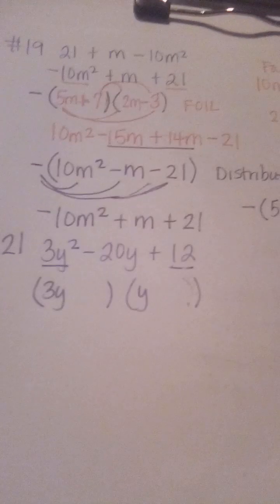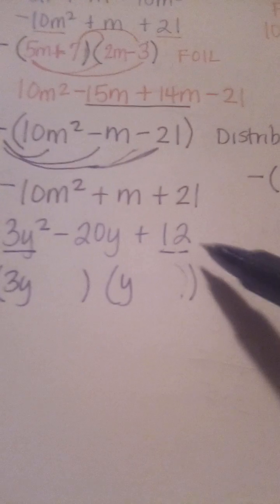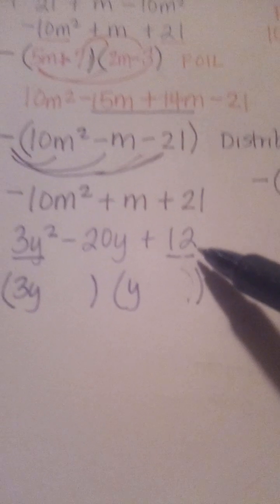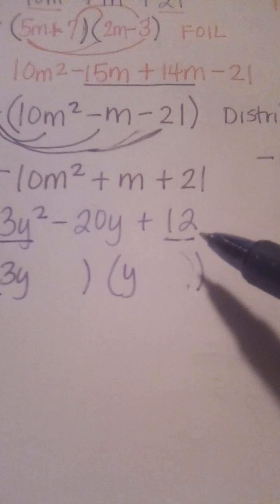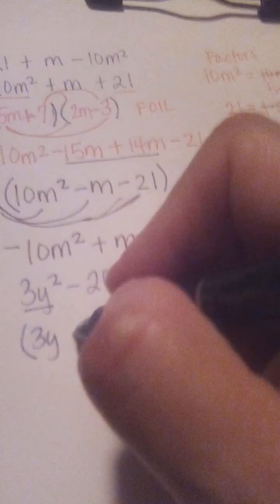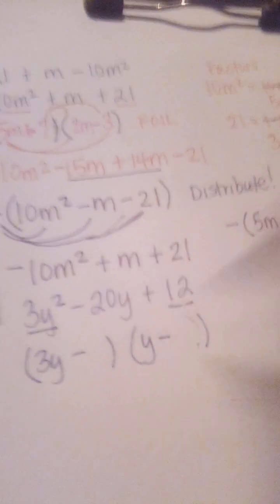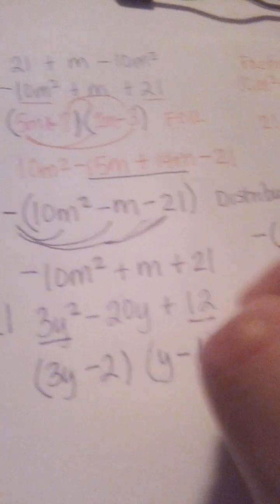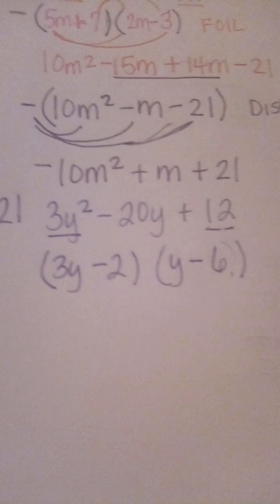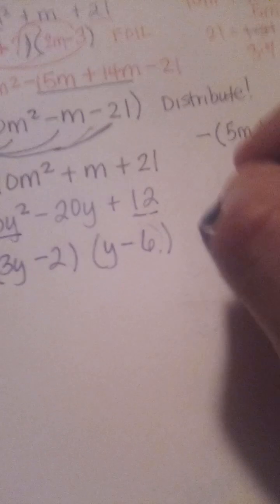And since the last term is positive, there's a possibility we can do negatives on both answers. Whatever goes first, the 2 or the 6, let's do that. All right, we see it right in front of you. Now we can do FOIL.